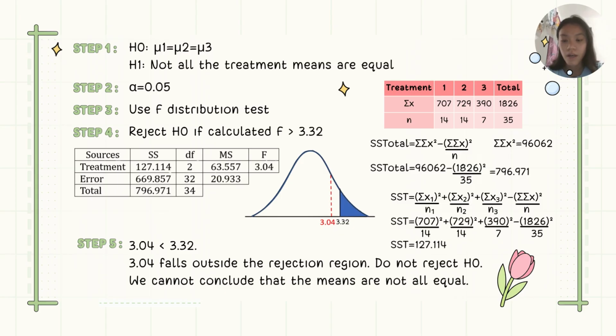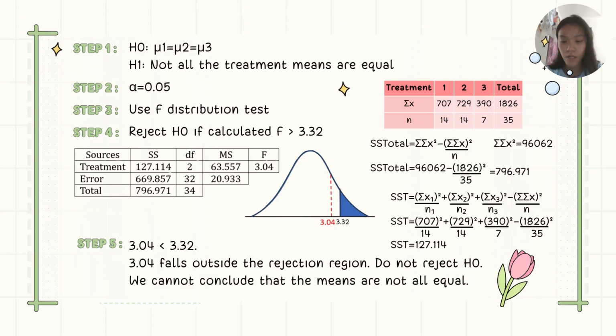So it will be 796.9971. And then for the sum of squares for the treatments, it will be the square of the sum of x for each treatment divided by the number of data in each treatment, minus the square of the sum of x for all treatments divided by n. And then it will be 127.114 for the sum of squares for the treatment. So the sum of squares for the error is equal to the total minus treatment. It will be 669.857.